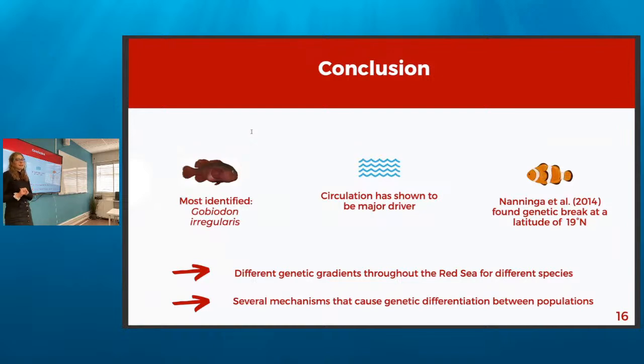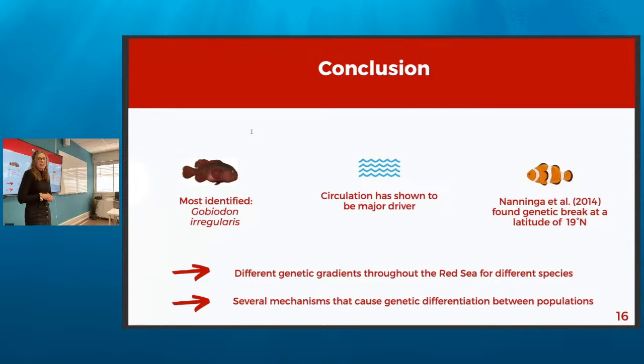Secondly, surface circulation has been shown to be the major driver, as opposed to maybe a limited dispersal range or geographic distance. Thirdly, the study on an anemone fish by Mariana et al. found a genetic break at a latitude of 19 degrees north. And if you remember, in the beginning, when I introduced the environmental gradients, there is the marked environmental shift at 20 degrees north, which was identified by other studies.